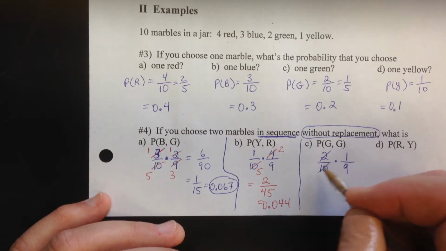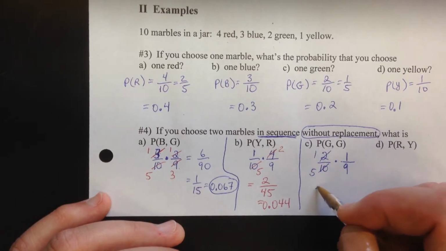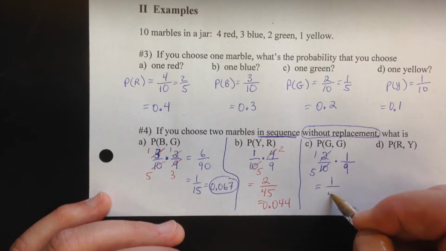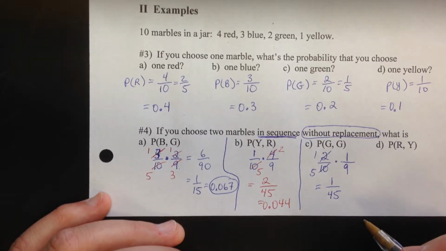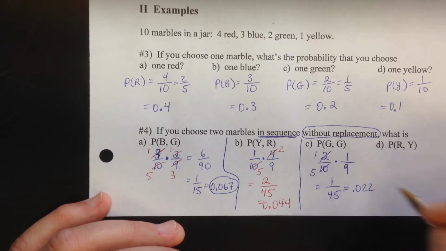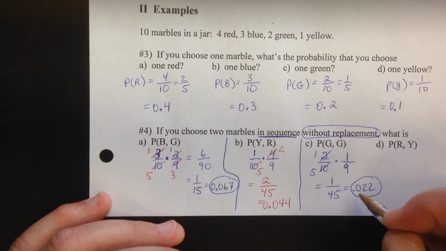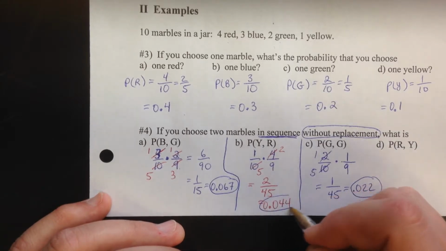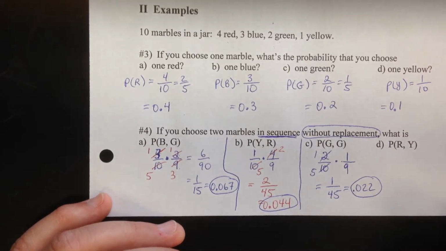We can reduce 2/10, that's 1 over 5, and what we get here is 1 over 45. So that would be approximately 0.022, so about 2%. Not, again, great probabilities, not great odds for you.